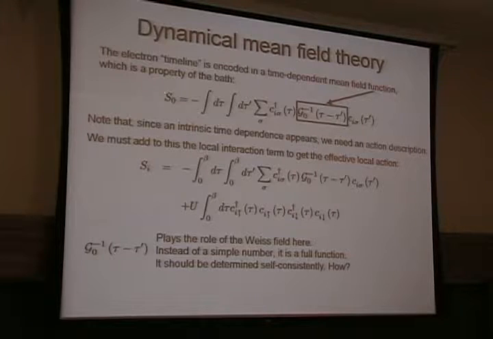The first thing I do then is to encode the timeline of the electron on site i inside this action term here. Of course, if you put back the interaction term, which is local, so the electron on that site will be subjected to the local U term, you get a full action for the single site that you picked out from your lattice. Once again, I emphasize that G0, calligraphic G0, plays the role of the Weiss field here. Instead of a simple number, it's a full function, so it's a much more complicated calculation now. And it should determine itself consistently. And the question now is how.